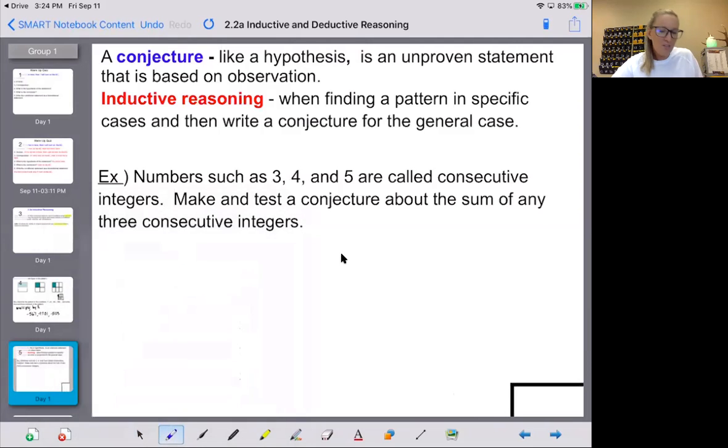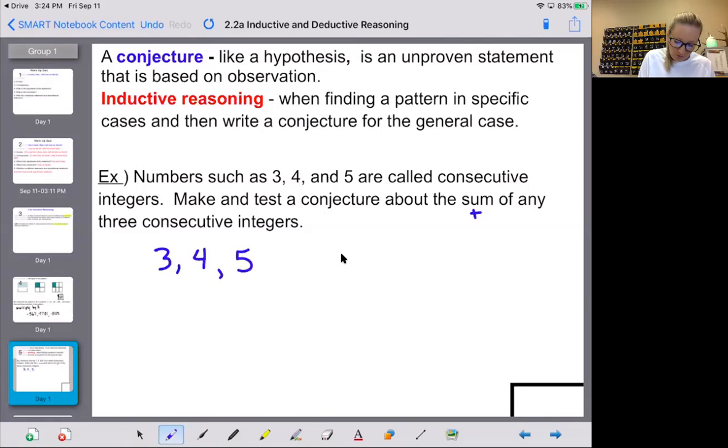So it says numbers such as 3, 4, and 5 are called consecutive integers. So when they're in a list, 1, 2, 3, or 3, 4, 5, whatever, that is consecutive. Make and test a conjecture about the sum. Remember, sum means to add, of any 3 integers or consecutive integers. So let's just start with the one they listed.